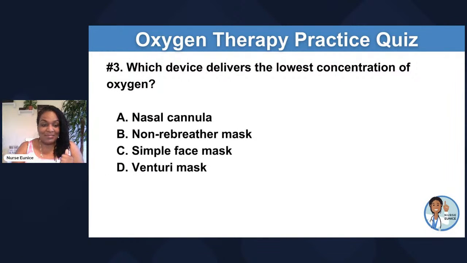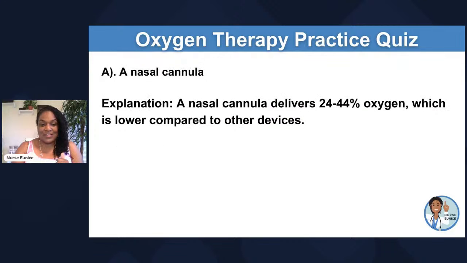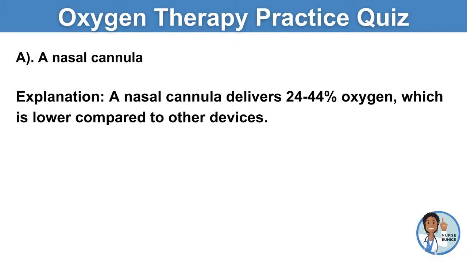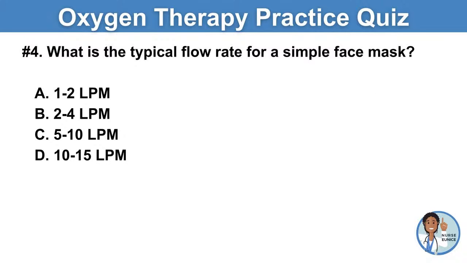Great job, team. Yes, the correct response for this one is going to be A. The nasal cannula delivers 24 up to 44% oxygen, and it is one of the lowest oxygen delivery devices in comparison to the others. And don't forget, the highest flow rate is 6 liters. If you put more than 6 liters on a nasal cannula, it's going to be very uncomfortable, and you just need to go ahead and use a different device.